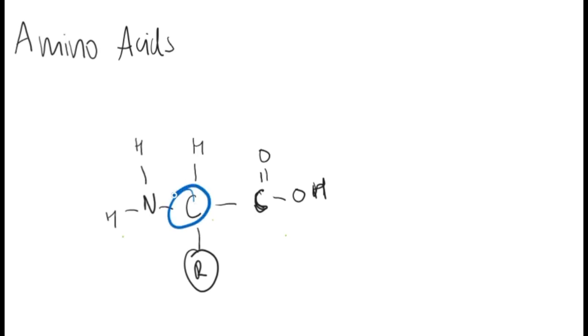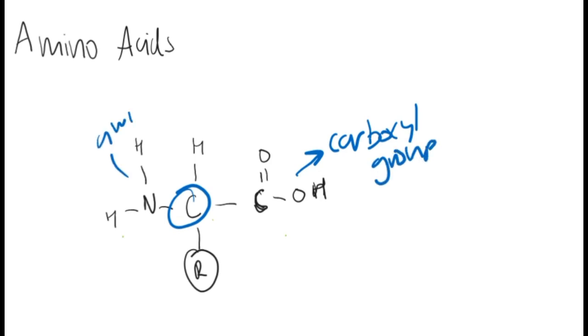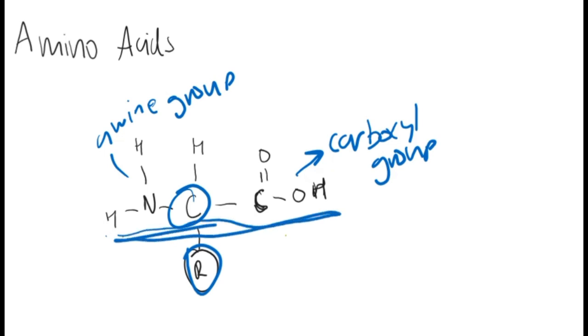Key things to note is that we have the central carbon, we have a carboxyl group, we have an amino group, or amine, and we have this R group. Now this R group, we don't really care about it right now. It's just another side chain that differs depending on the amino acid, but the main ones that we need to care about are the amine and the carboxyl group, which every amino acid has, okay?